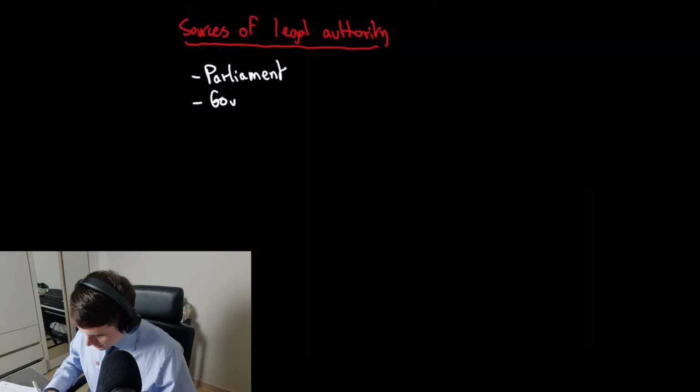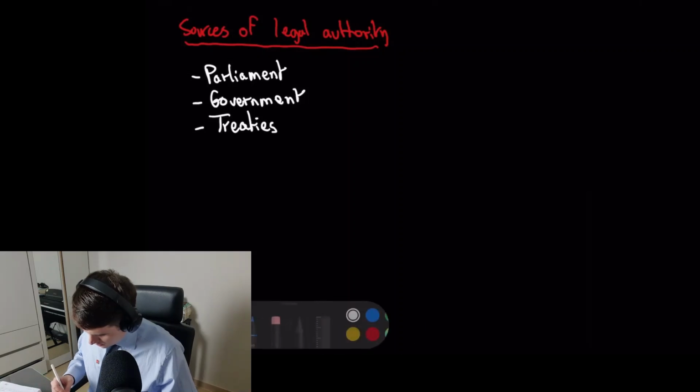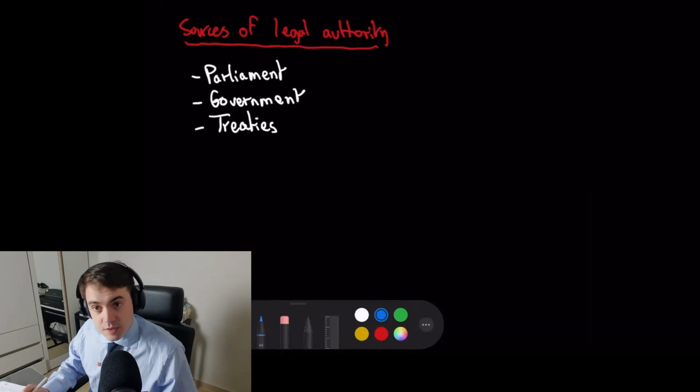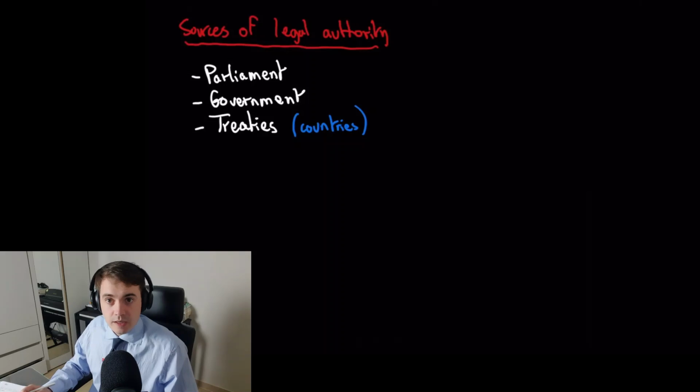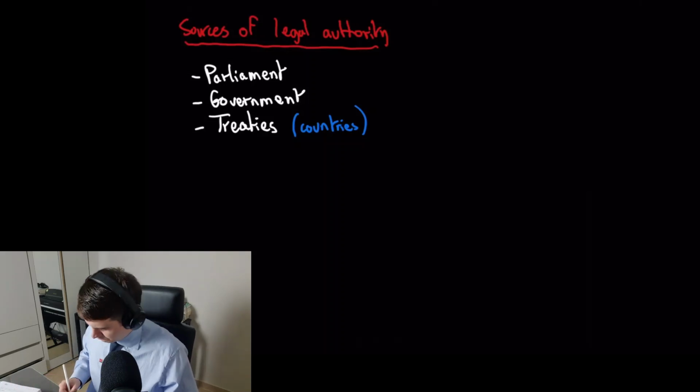the government, as in the president, maybe that's it? No, we have what's called treaties. So this is laws that countries agree between each other. For example, China and the UK. They will have a treaty between the two countries. For example, in terms of trade and tariff taxes.